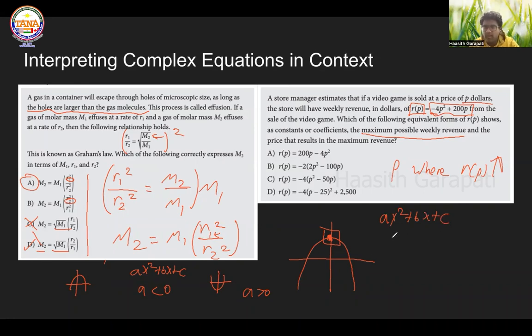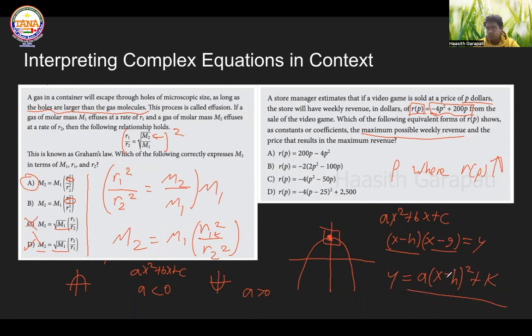We have x-intercept form, which is x minus h times x minus q. I'm pretty sure I use different letters, but it's okay. Basically, these represent x-intercepts, and then we have vertex form. Y is equal to a times x minus h squared plus k. Again, I'm pretty sure I use different variable letters, but you should get the same general idea.